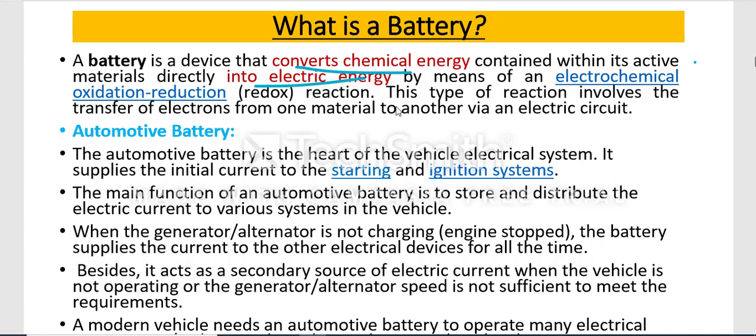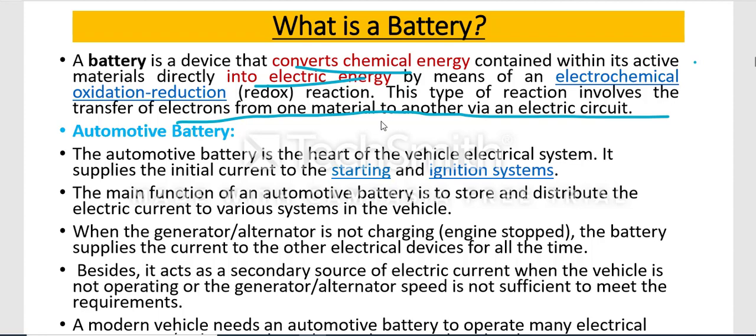Okay, so the redox reaction involves the transfer of electrons from one material to another material via an electric circuit. Okay, this is the definition of battery. See once again, battery is a device which converts chemical energy into electrical energy, okay, by the redox reaction. Okay, this is the definition of battery.